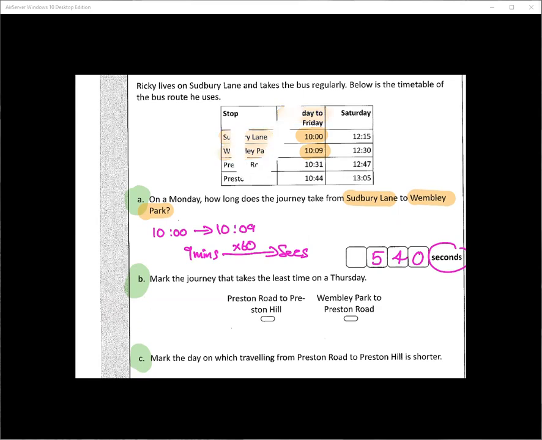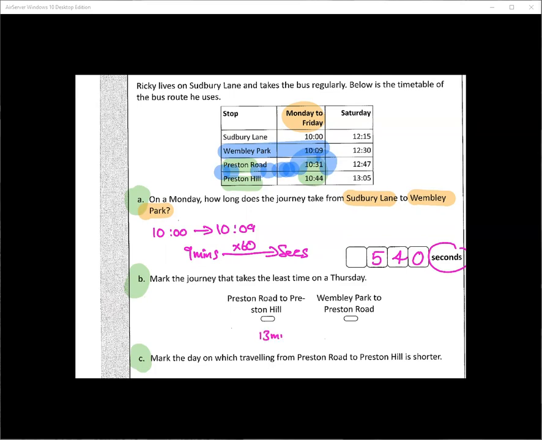Okay, let's get rid of all this. So we're going to be in this column here because it's Monday to Friday. They want us to consider, first of all, which ones? Preston Road to Preston Hill. We're going to look at the difference between those two. And the next one is Wembley Park to Preston Road. Okay, let's work out the differences. For the first, between the two green ones, how much time difference is there? From 10:31 to 10:44, how much time difference is there?